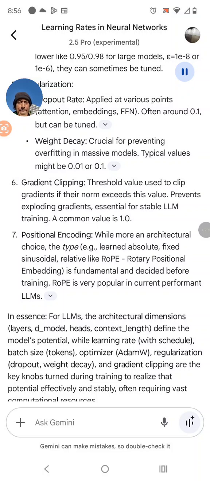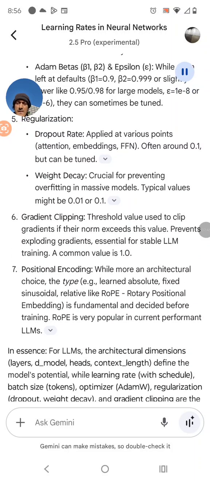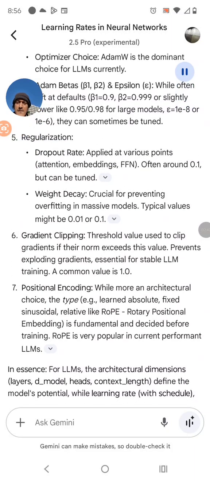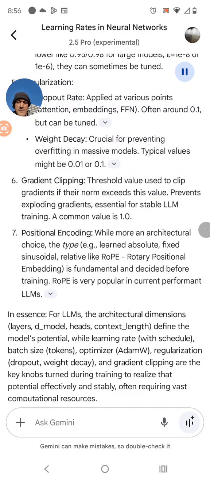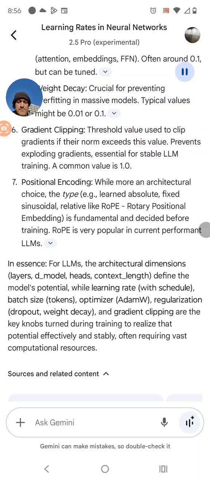5. Regularization. Dropout rate, applied at various points: attention, embeddings, FFN. Often around 0.1, but can be tuned. Weight decay, crucial for preventing overfitting in massive models. Typical values might be 0.01 or 0.1. 6. Gradient clipping, threshold value used to clip gradients if their norm exceeds this value. Prevents exploding gradients, essential for stable LLM training. A common value is 1.0.